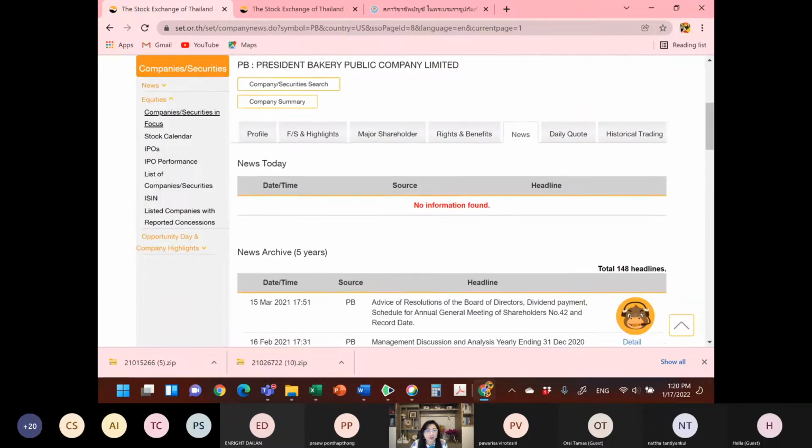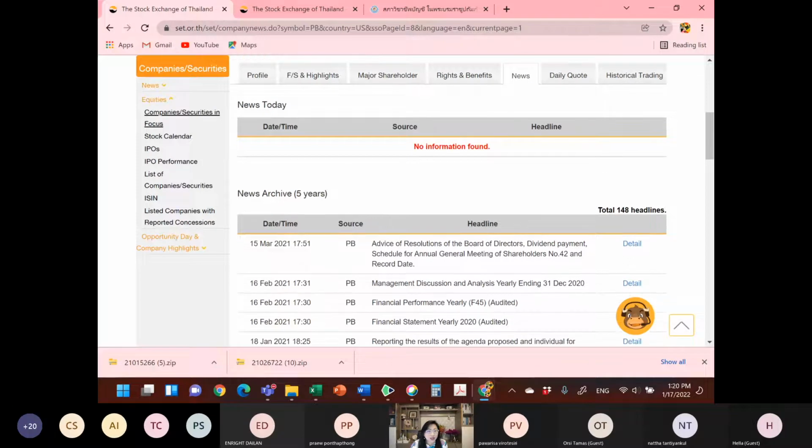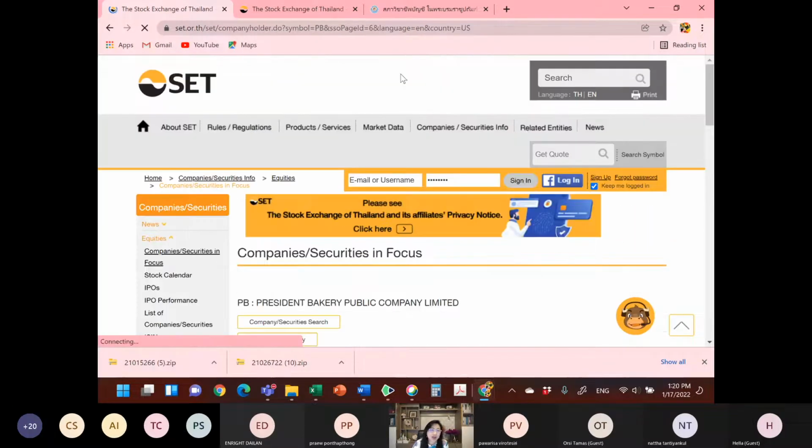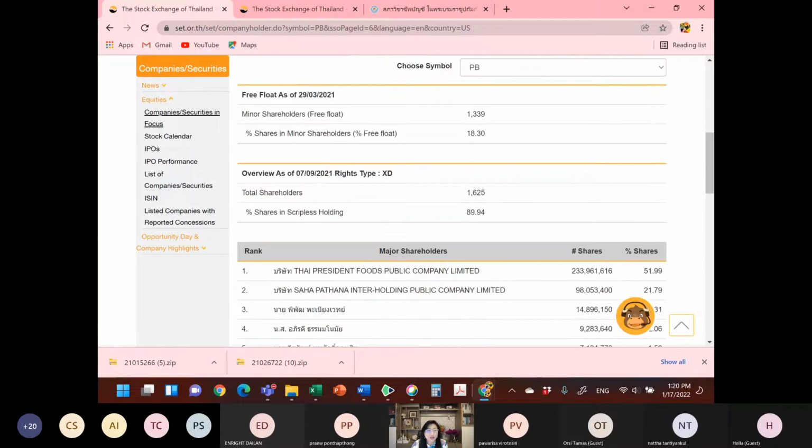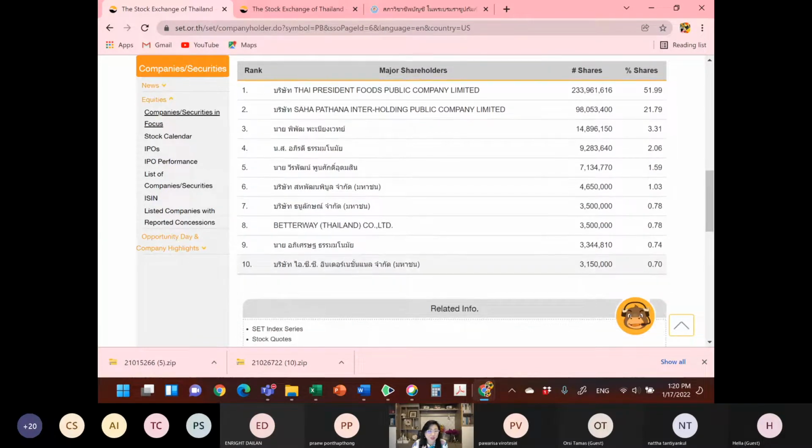All right. What else can you find from this website? If you click on major shareholders, then you get to see the major shareholders of this company. The majority of the shares are owned by Thai President Foods Public Company Limited, then Saha Pathana Inter Holding, and then Khun Pipat Paniangvait, who is the chairman of the board, as I mentioned earlier when I said his name. And this is the list of major shareholders of this company.